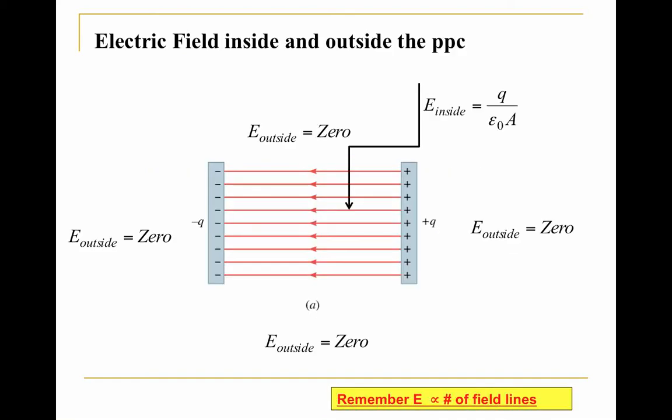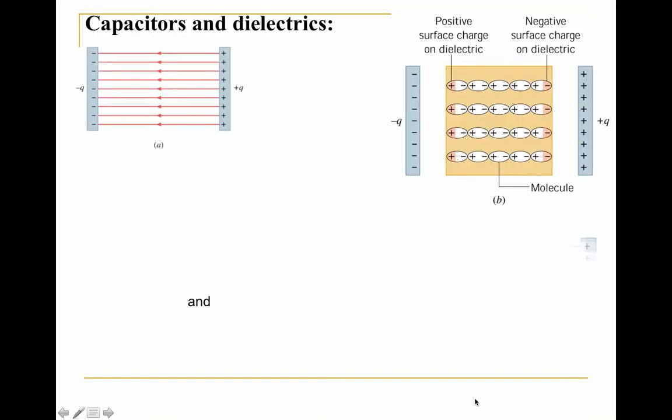All right, so we've seen this before. If I have a parallel plate capacitor, the electric field outside is equal to 0, and the electric field inside is equal to Q over epsilon. And remember, the magnitude of the electric field is proportional to the density of the electric field lines. So let's see what happens when you insert a dielectric between the plates.